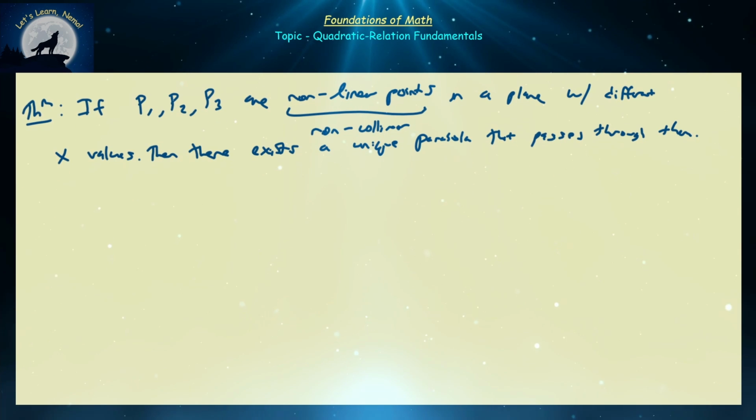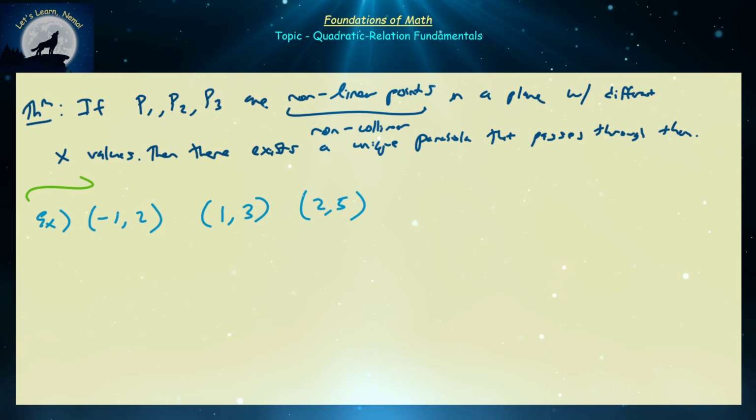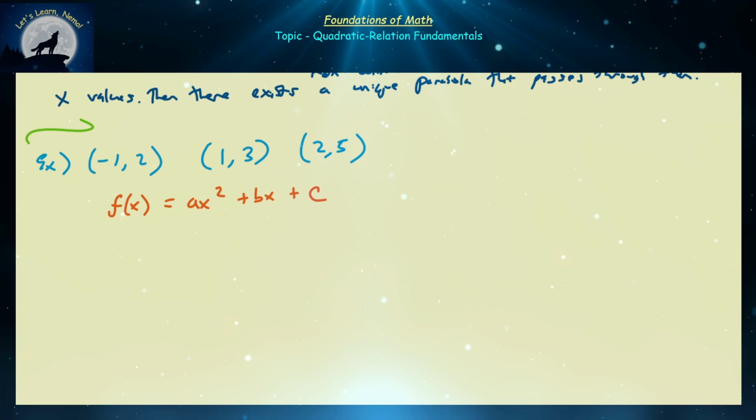So let's see how we can put that to work with a working example. Let's assume that we have 3 points. Let's use (-1, 2), (1, 3), and (2, 5). And our goal is to find a parabola that passes through these 3 points. So let's use f of x equals ax squared plus bx plus c. What are the numbers a, b, and c such that I plug in -1, I get 2; I plug in 1, I get 3; and I plug in 2, I get 5?